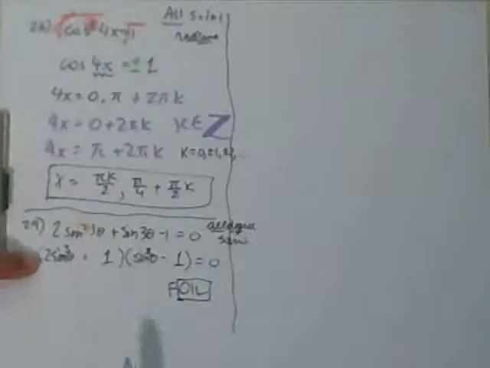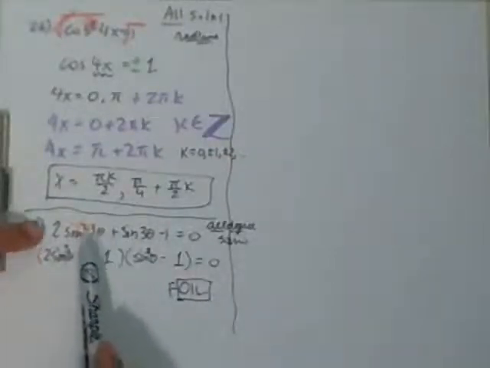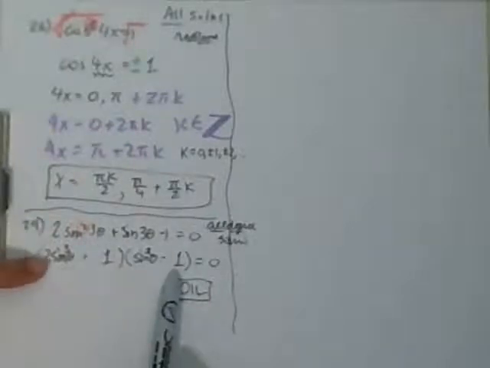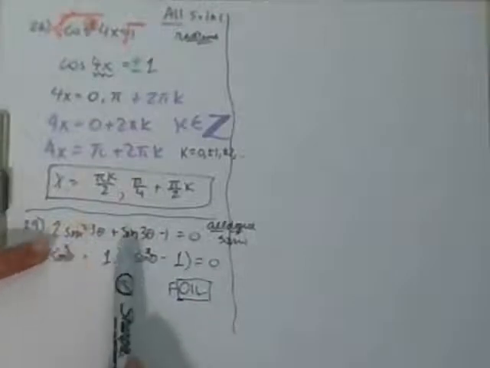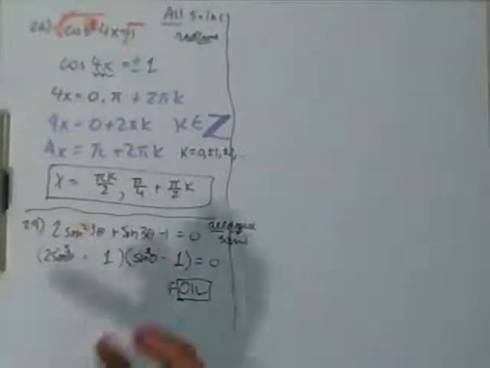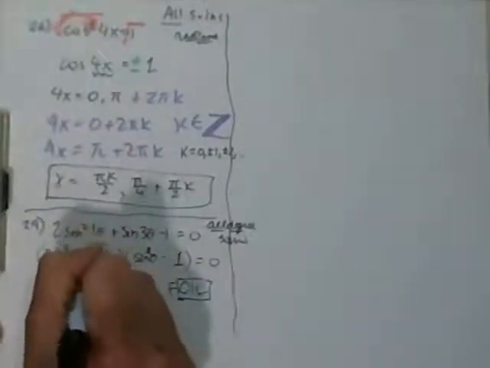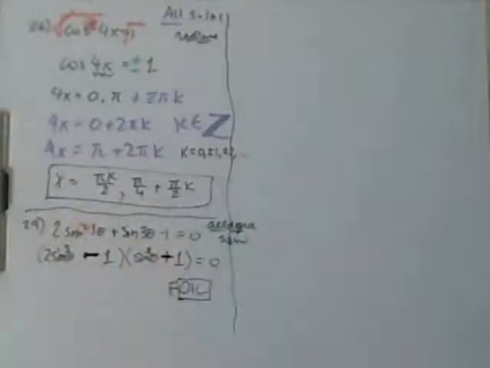Okay. 2 sine of 3 theta times sine of 3 theta is 2 sine squared of 3 theta. Plus 2, oh, minus 2 plus 1, it's going to be minus 1. All we have to do is change the sign here. That's a minus, and that's a plus.